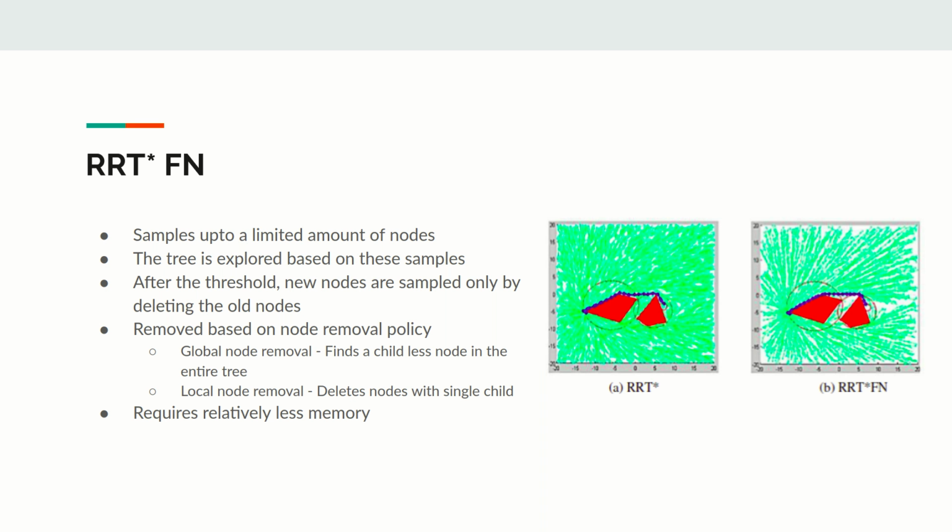RRT star FN is another algorithm. Here it samples up to a limited number of nodes. The tree is explored based on these samples. After the threshold, the new nodes are sampled only by deleting the old nodes. The nodes are removed based on a node removal policy. Global node removal policy finds a childless node in the entire tree, while the local node removal policy deletes the node with a single child. It requires relatively less memory compared to the original RRT star. As we can see in the picture, relatively fewer samples have been sampled in RRT star FN compared to normal RRT star.